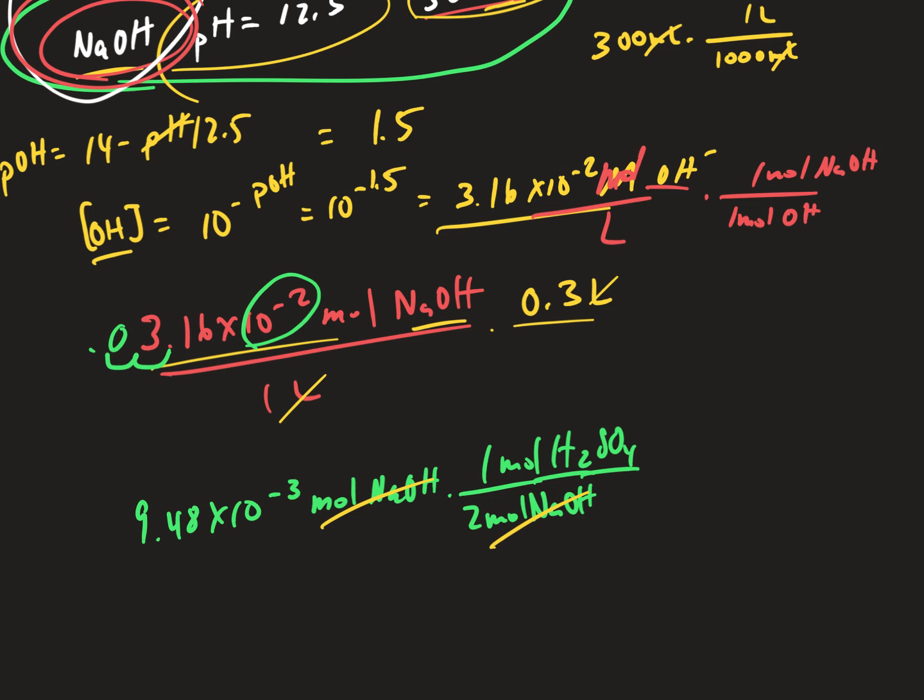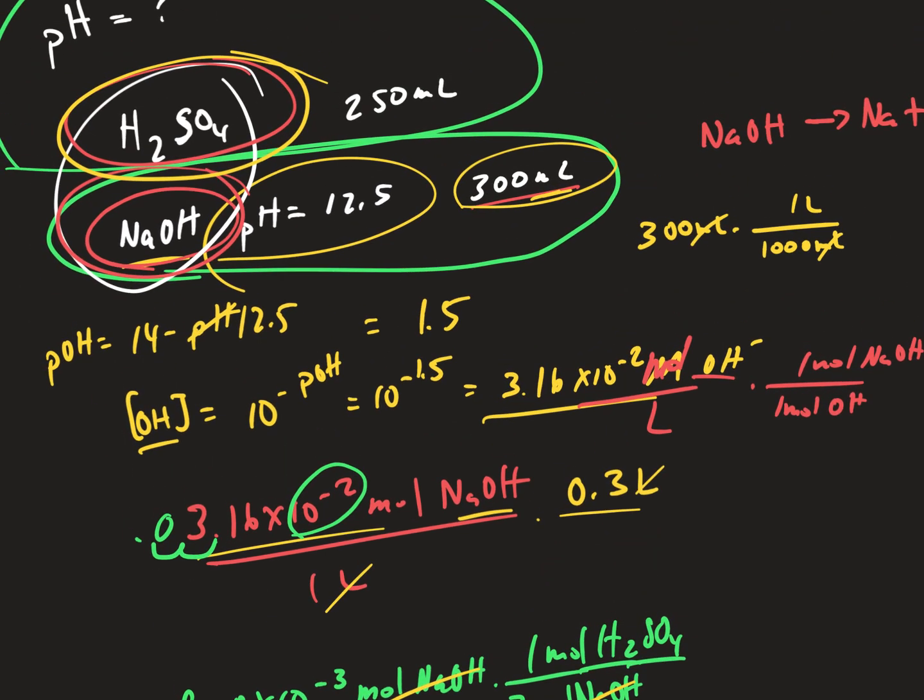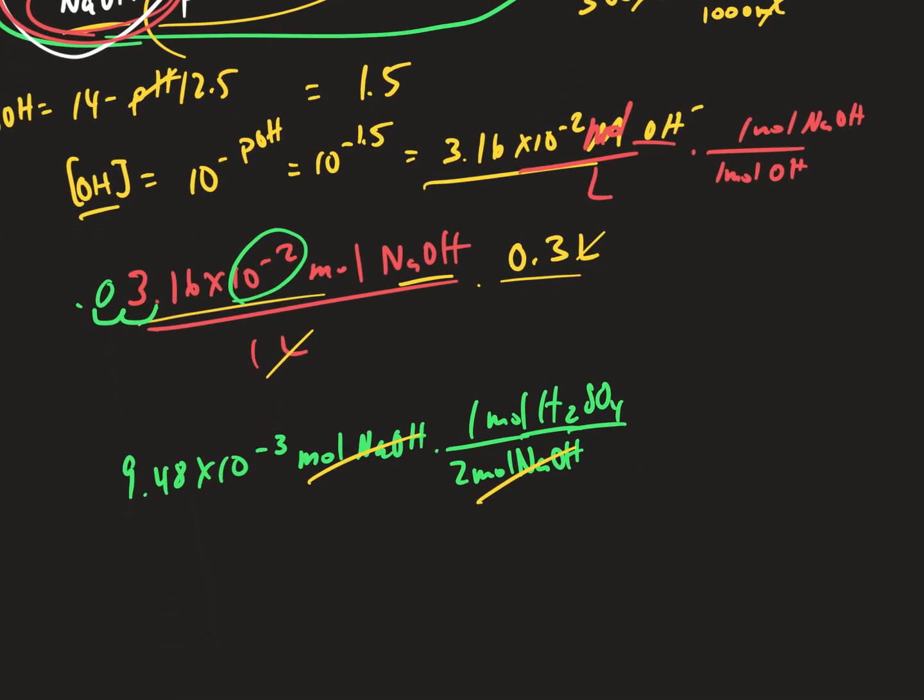That goes away. And we're looking for the pH, so we have to find the concentration of it, right? The H concentration. We have 250 milliliters, so let's convert that to liters. Does anybody know what it is? 0.25. So we're going to divide that by 0.25 liters, and that's going to give us the concentration of our acid.